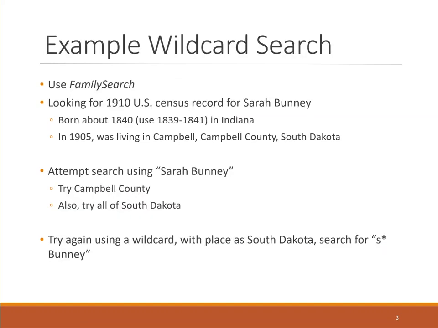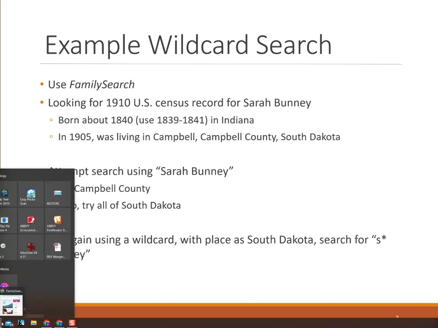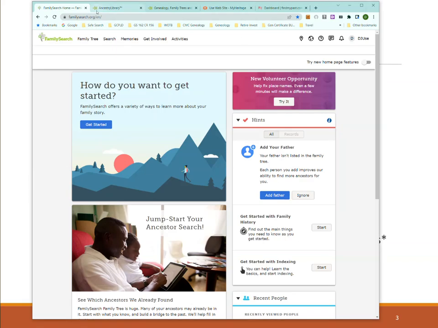When you get the handouts, you can take this, or if you don't have the handouts, maybe take a screenshot right now and put it aside so you can follow along here. I'm going to do an example wildcard search, and I'm going to go to FamilySearch and show you how wildcards can help you find a person. So let me get over and go to FamilySearch. Here, it's open already. And I'm going to do search records.